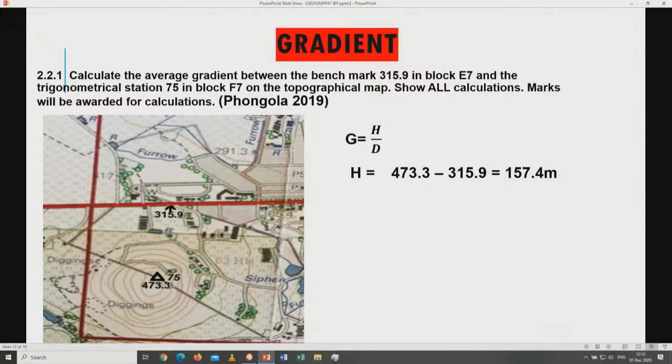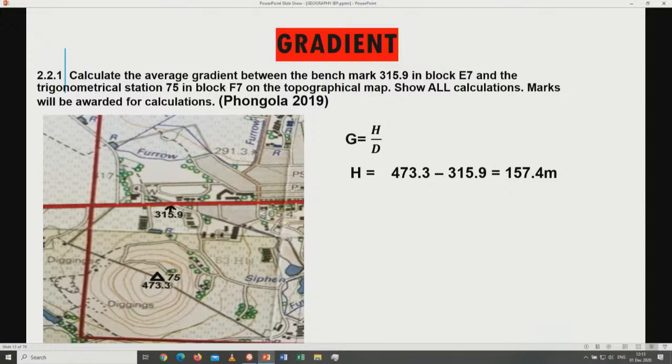Now, when you look at this trigonometrical station, grade 12, let me just pause a bit on it. The trigonometrical station has a triangle and then the station number. There's a station number there, which is 75.